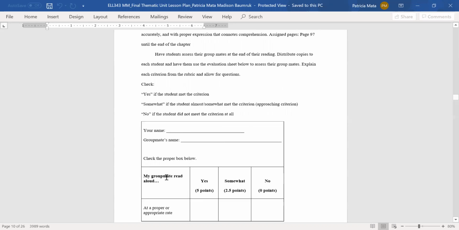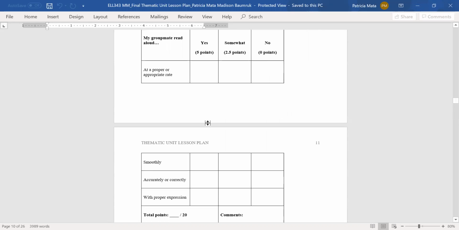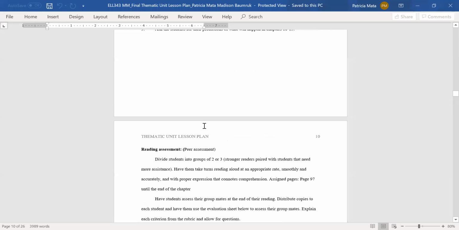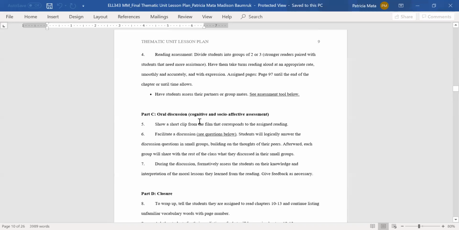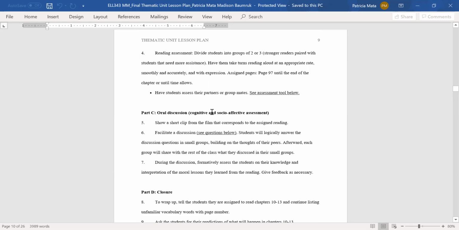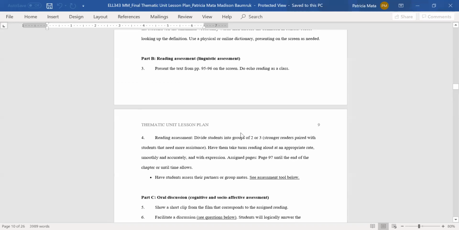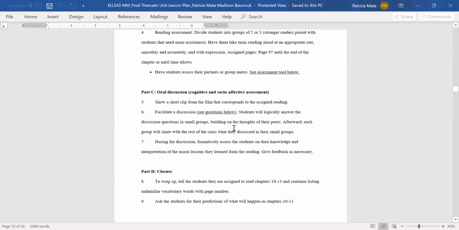And you can even do a self-assessment with this, depending on your preference. They can do both a self-assessment and a peer assessment if that's what you want to do.